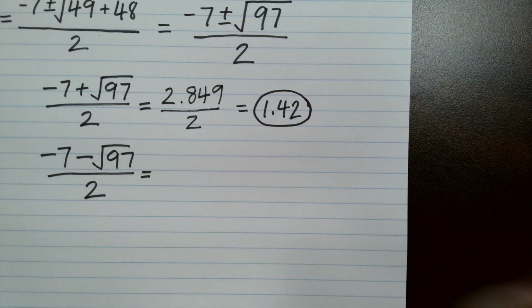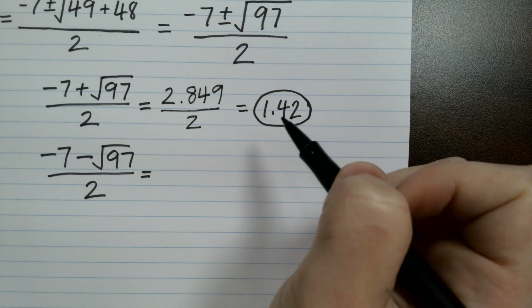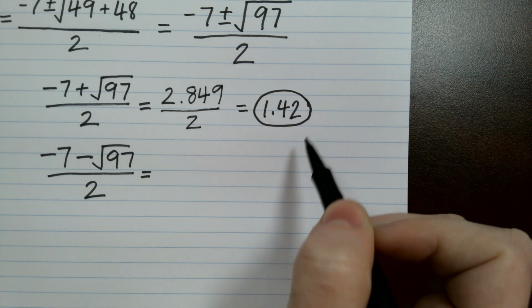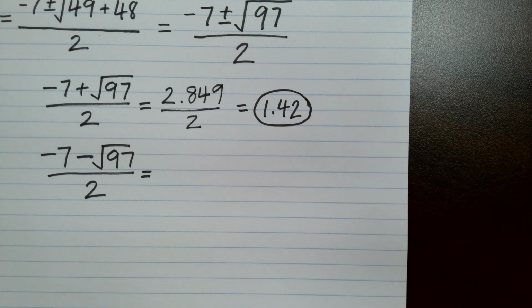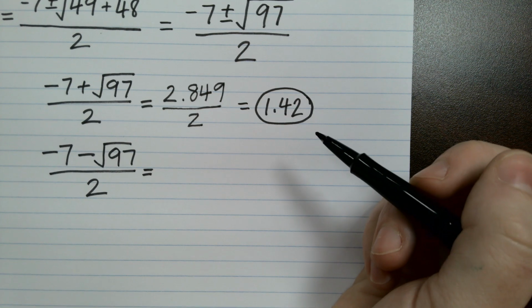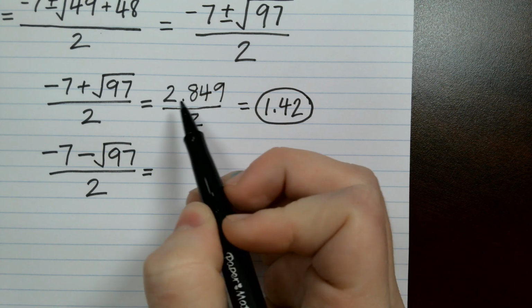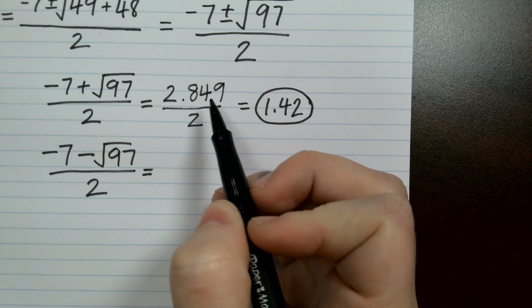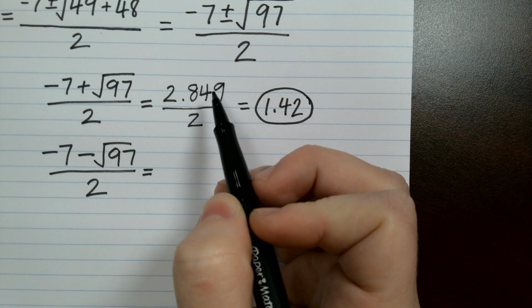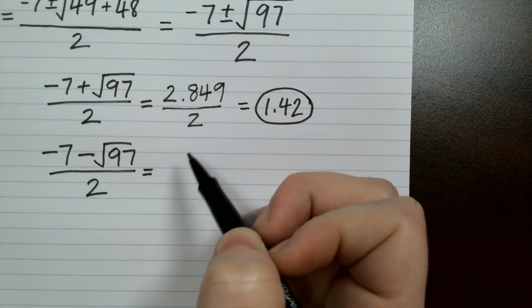Is it okay to keep another decimal point? Yes. More decimal points is always going to be better, because the more you have, the more accurate your answer is. On the 2.849, I just rounded it up to 2.85. And that would be just fine too.